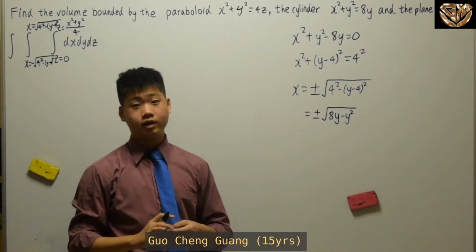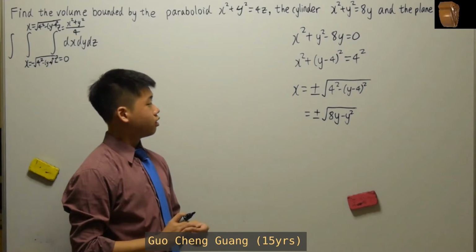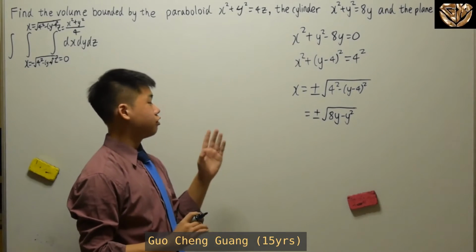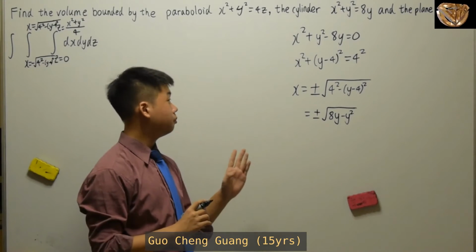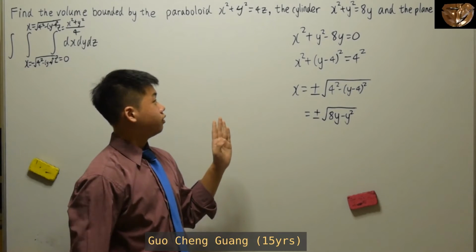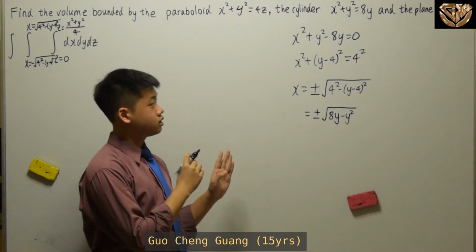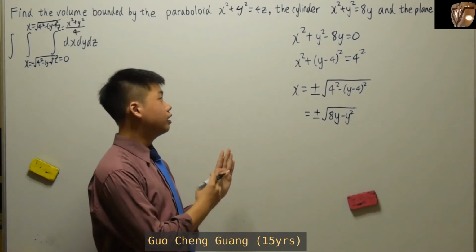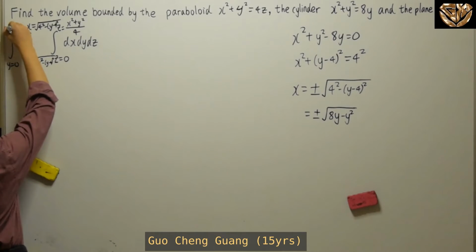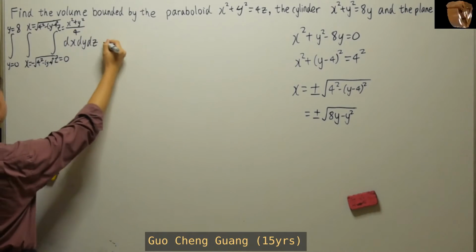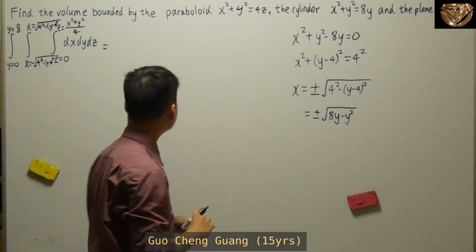Now, the boundary for y, what will you have for them? The values for y. If you take a look at it, since it is centered at (0, 4) and its radius is 4, you'll see that this circle actually crosses the origin, and that will be from 0 to 8. So this is essentially the part that we will have to integrate.